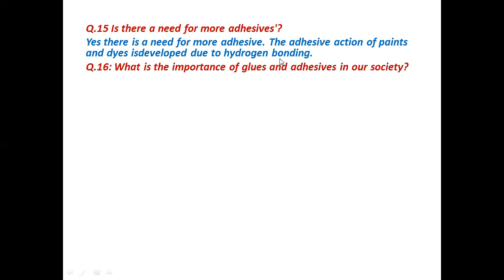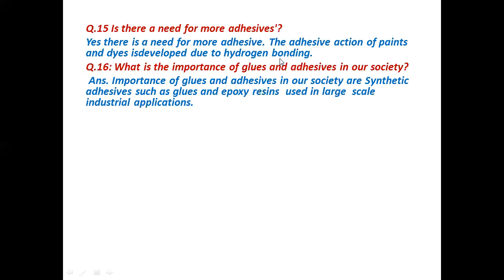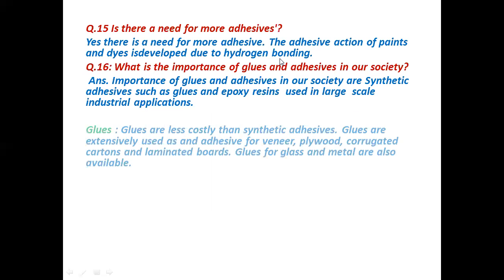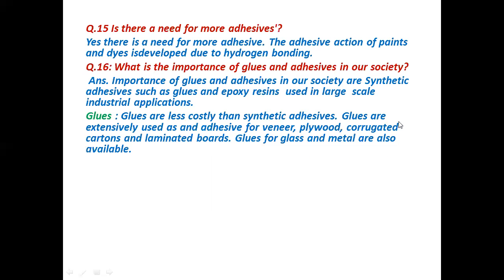The last question is, what is the importance of glues and adhesives in our society? Importance of glues and adhesives in our societies: synthetic adhesives such as glues and epoxy resin are used in large scale industrial application. Glues are less costly than synthetic adhesives. Glues are extensively used as adhesive for vinyl, plywood, corrugated carton, and laminated board, like for wooden purposes. To join the wooden parts together, we use glues, and glue for glasses and metal are also available.